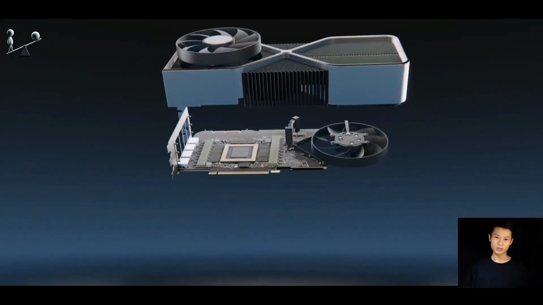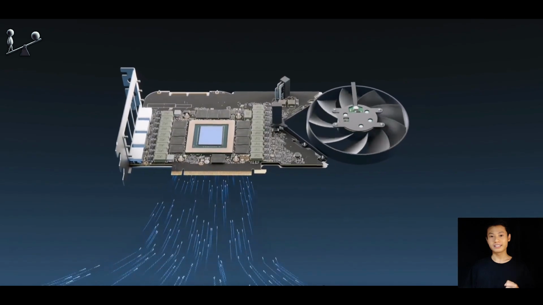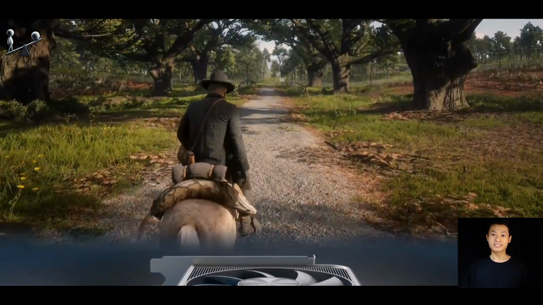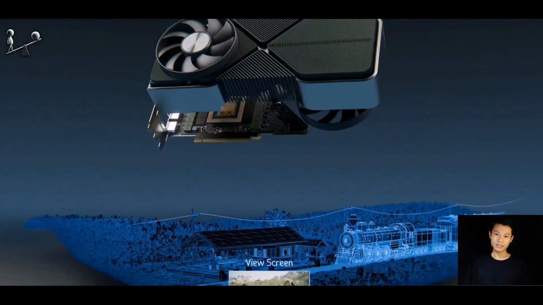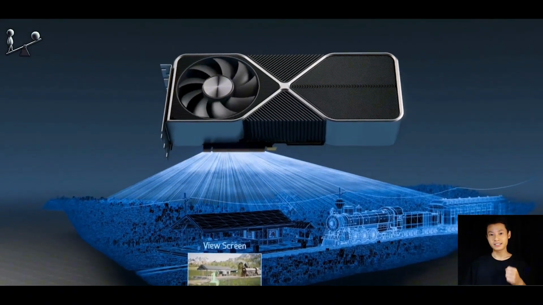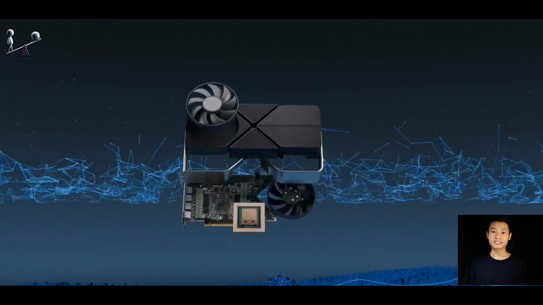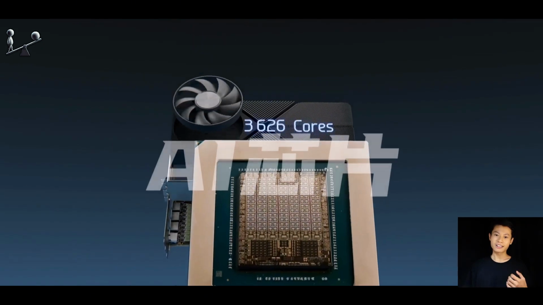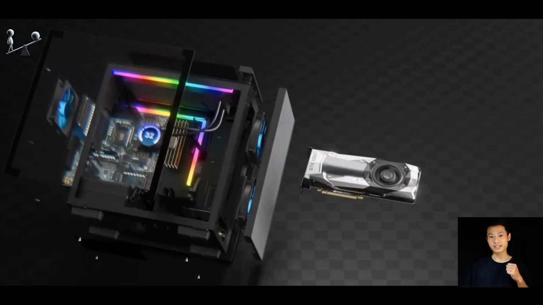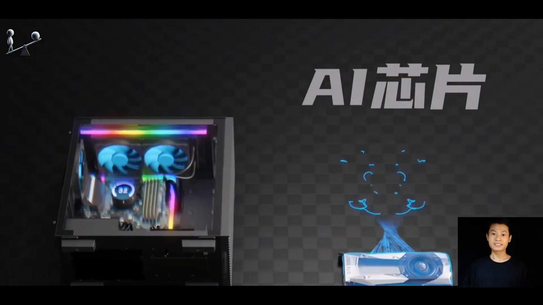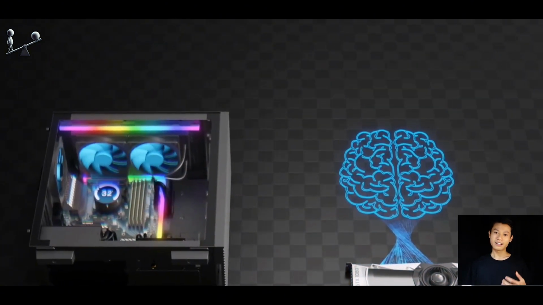When it comes to graphics cards, many people's first reaction is, isn't this just for gaming? In fact, besides being used to accelerate graphics rendering, a graphics card has another function that you may not know about. Its GPU can be used as an AI chip. In this video, we will focus on the capability of the graphics card to function as an AI chip.